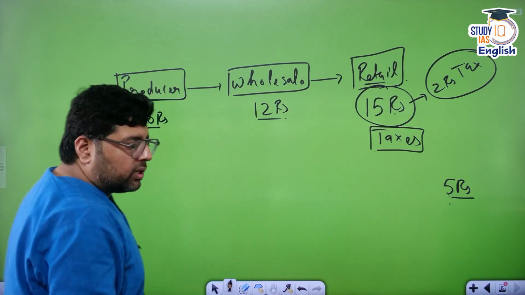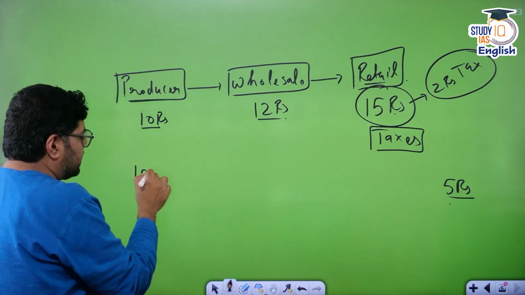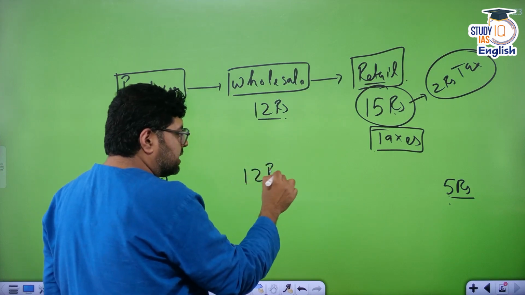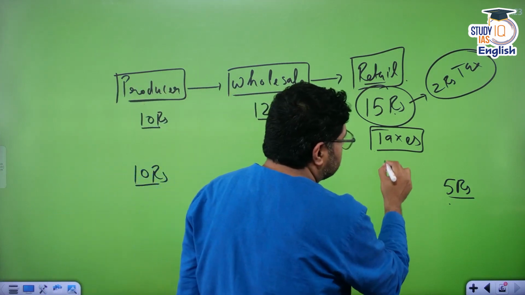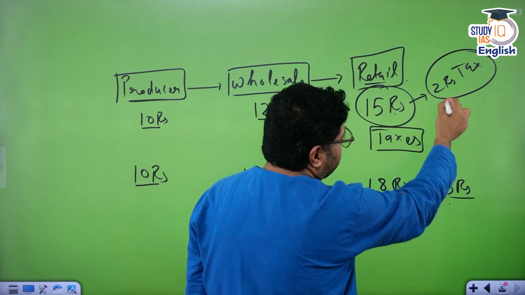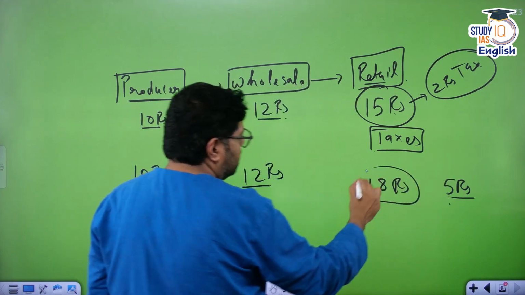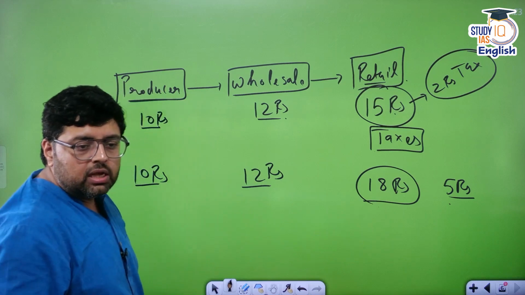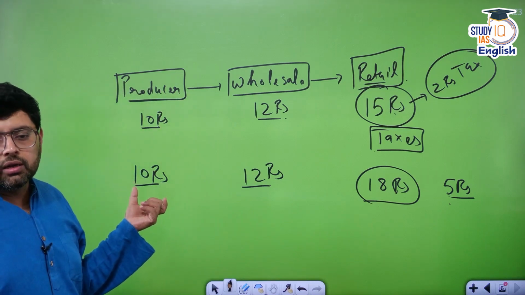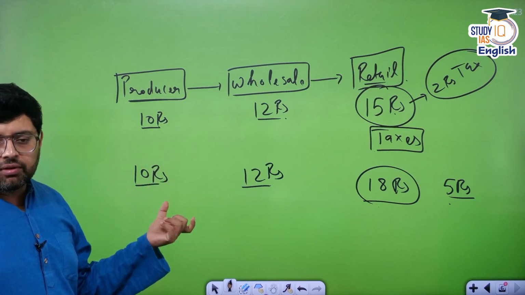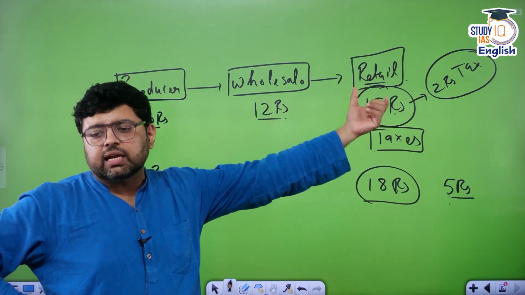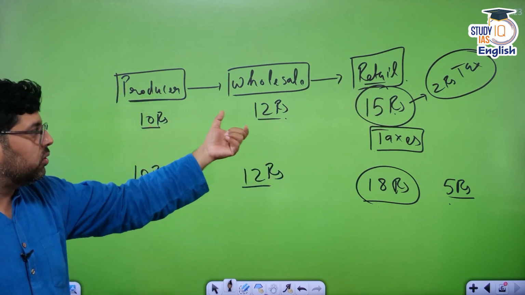5 rupees. So can we say that the product price at producer level will remain the same, 10 rupees? Here also it remains the same, 12 rupees. And here you will see that now the new price is 18 rupees, because earlier we were paying 2 rupees, now 5 rupees. So ultimately the new price is 18 rupees. So we can say with surety that the price of the product has increased at retail level, and the reason is taxes. So ultimately inflation is at retail level, not at producer and wholesale level.